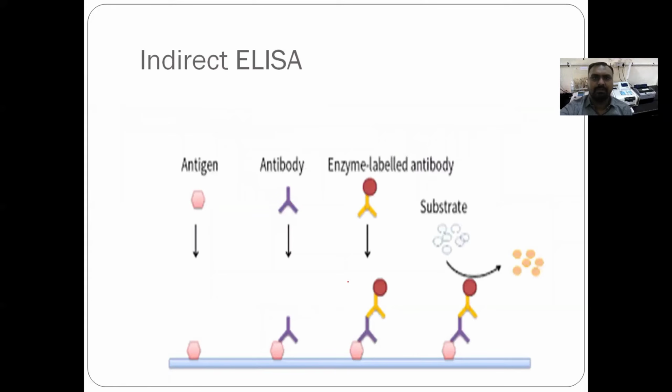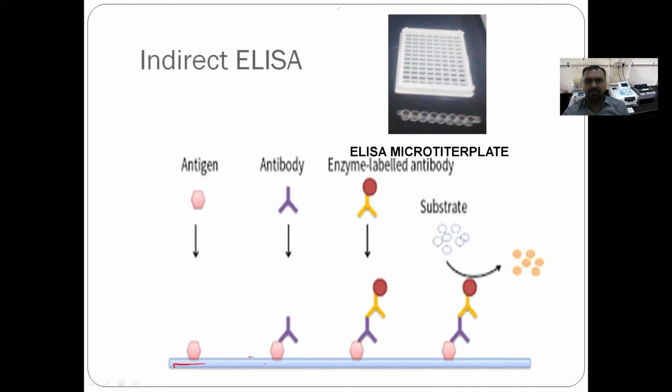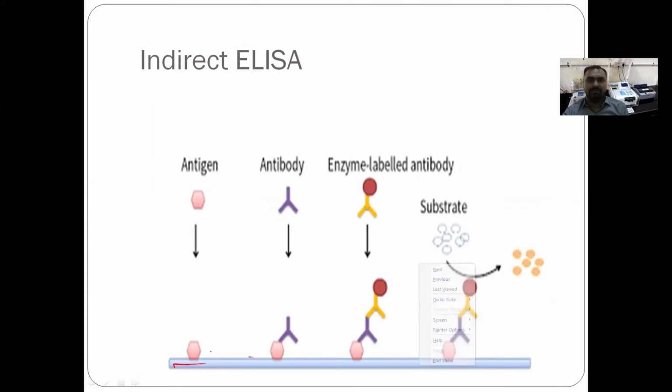Now coming to the second type of ELISA, the indirect ELISA. Here the surface of the microtiter plate is coated with the antigen, and we add the serum that contains the antibody. Suppose we are doing the HIV test. We coat the surface with the HIV antigen, and in between the antigen there are blocking agents.